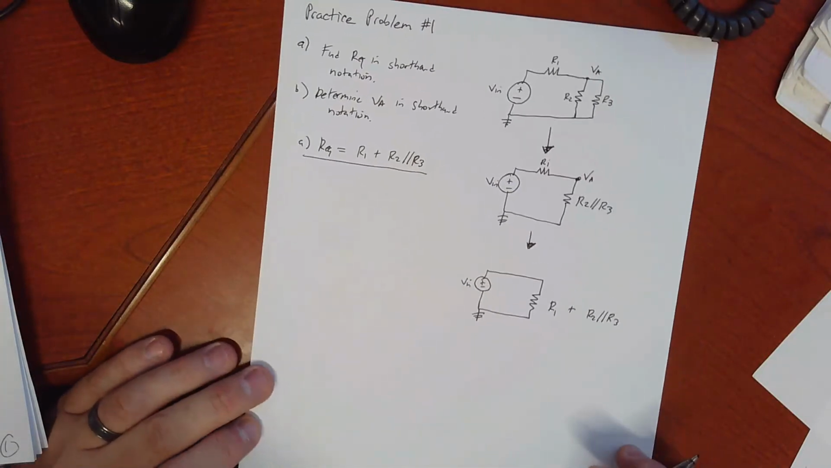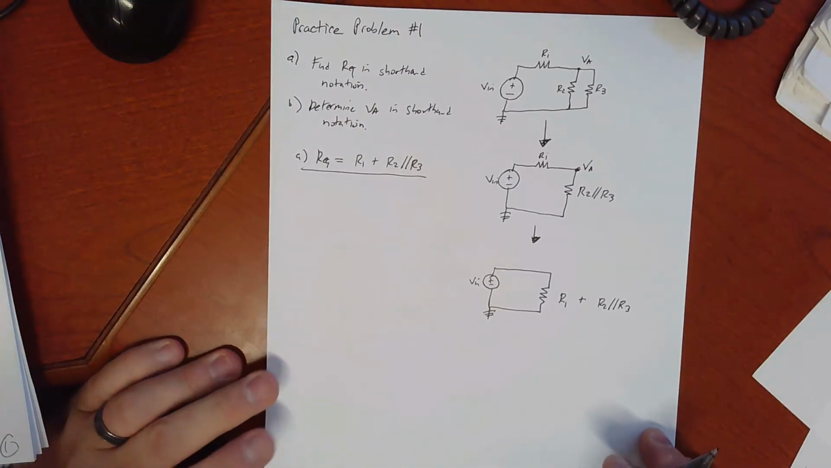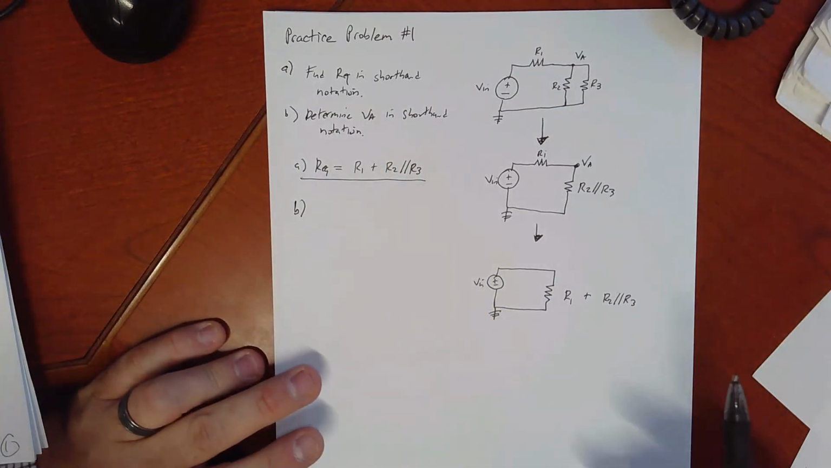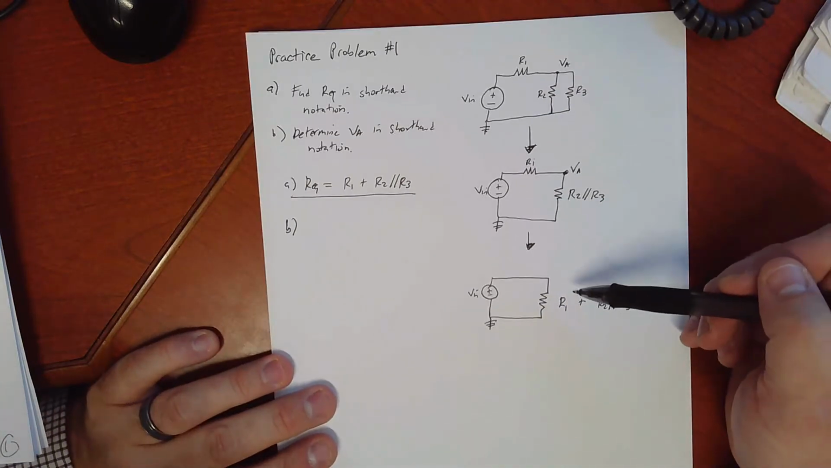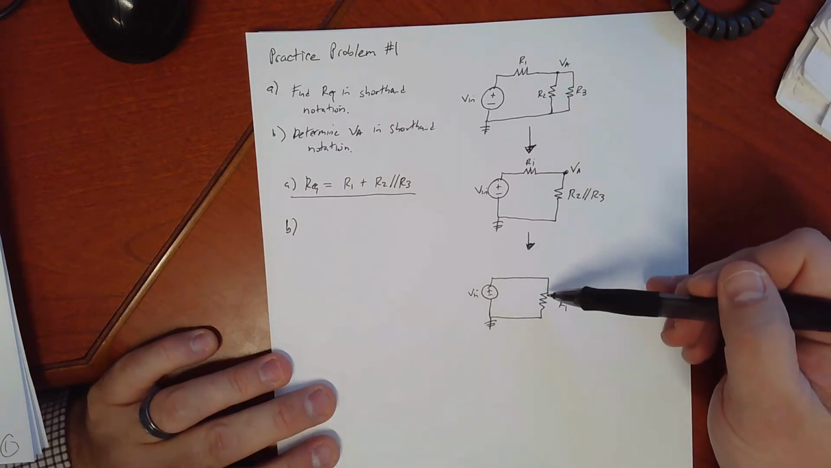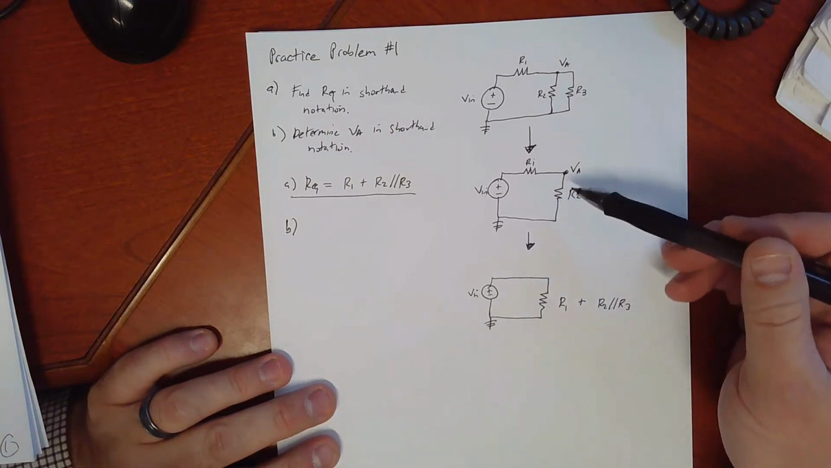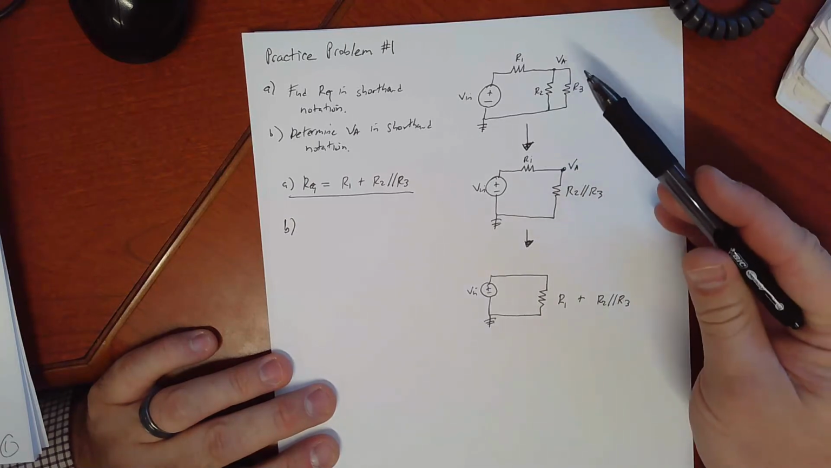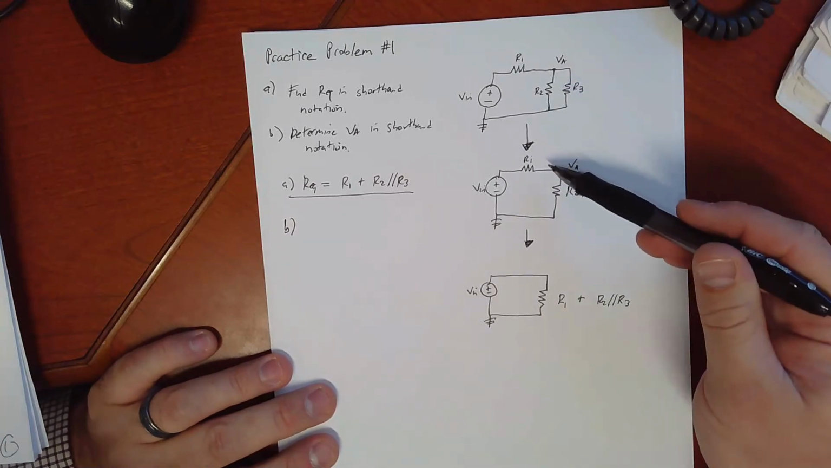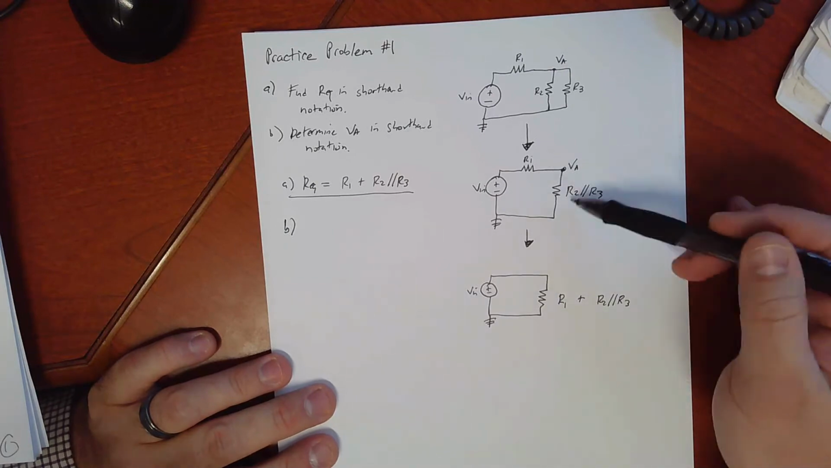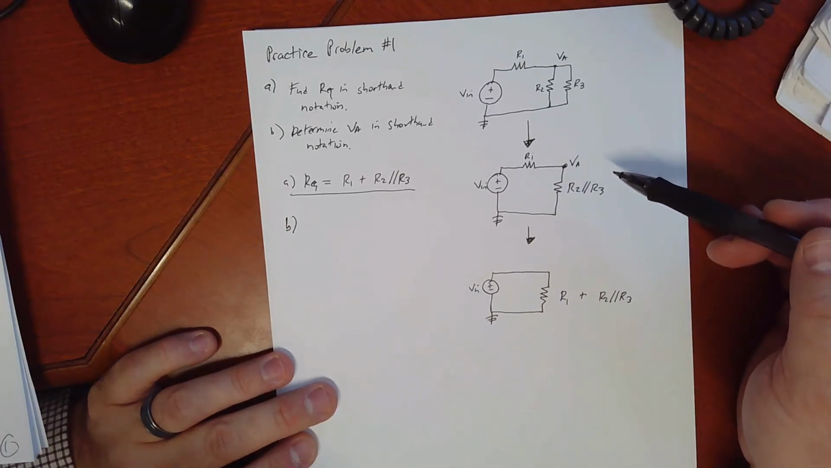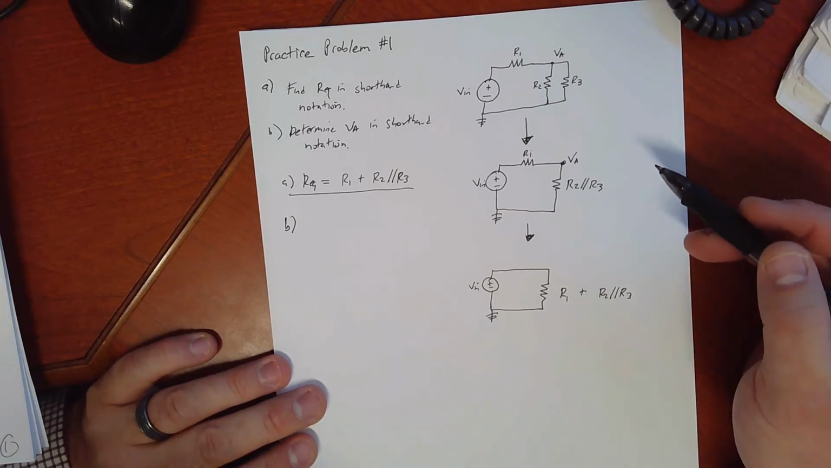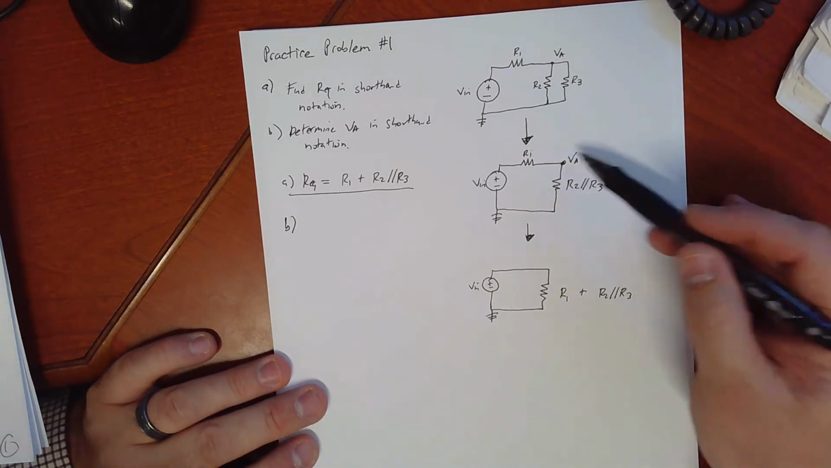Now, part B asks, okay, well, find VA in shorthand notation. Now, if we do that, here VA has been buried. VA still exists here, and this is kind of the simplest form where VA exists, right? Because here it's complicated. If I look here, I have 2 resistors in parallel. So, hey, that means I can use then a voltage divider, right?